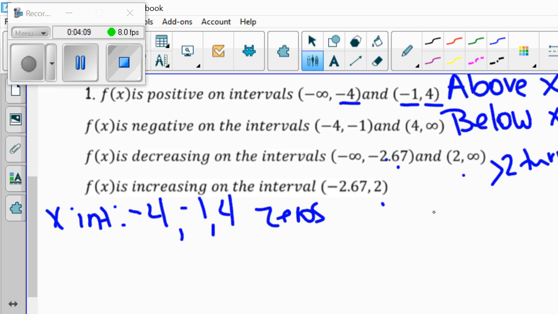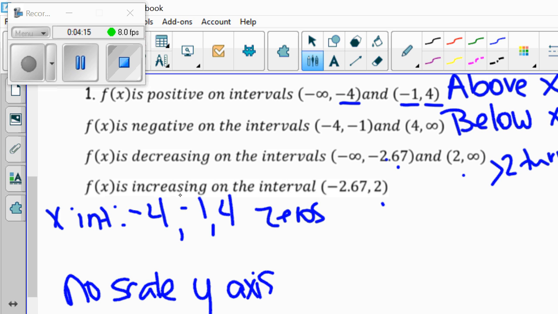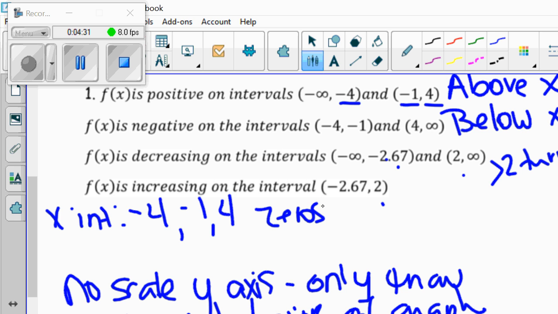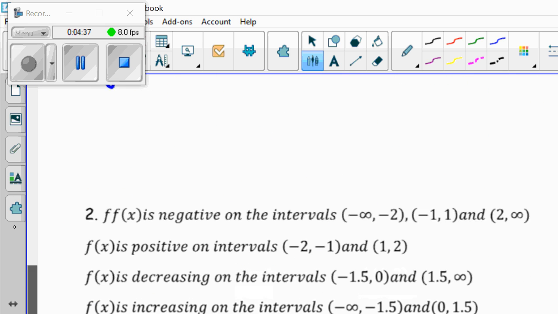We don't need any kind of a scale on the y-axis. I only know the general behavior of the graph. So these are called rough sketches. These are not exact sketches. These are rough sketches. Right? All right, let's look at the next one.